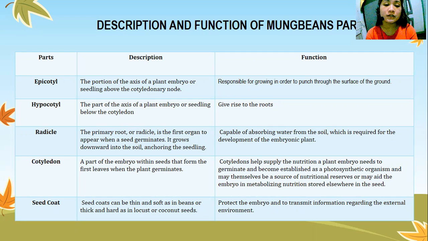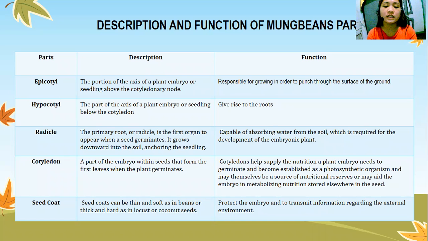The cotyledon of the mung bean. It is a part of the embryo within seeds that forms the first leaves when the plant germinates. The function is that the cotyledon helps supply the nutrients a plant embryo needs to germinate and become established as a photosynthetic organism, and may themselves be a source of nutritional reserves or may aid the embryo in metabolizing nutrition stored elsewhere in the seeds.